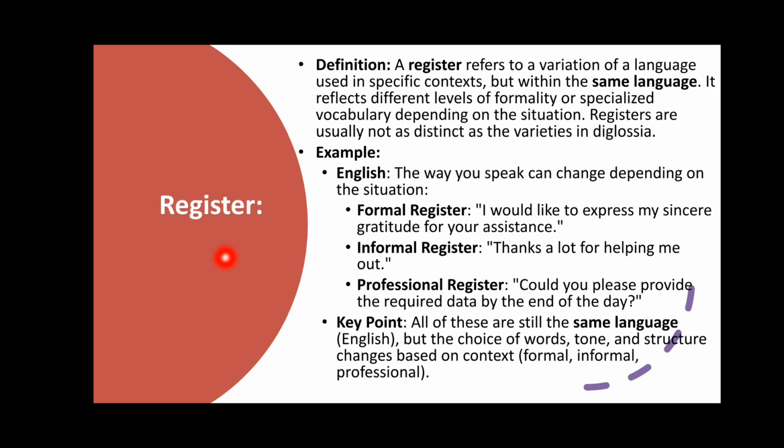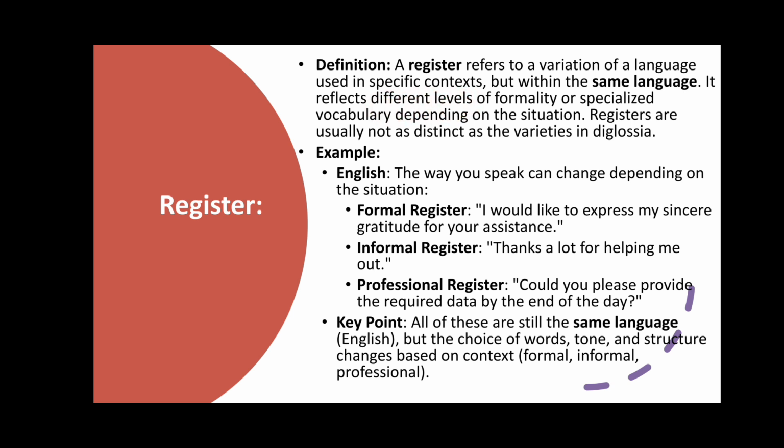Now, what is register then? Definition: a register refers to a variation of language use in specific contexts. So both have variation. In diglossia we also have variation, and in register we also have variation. But the notion of diglossia is different from the notion of register. Register refers to the variation of language use in specific contexts. But in diglossia, we can't find that it is used in specific contexts.